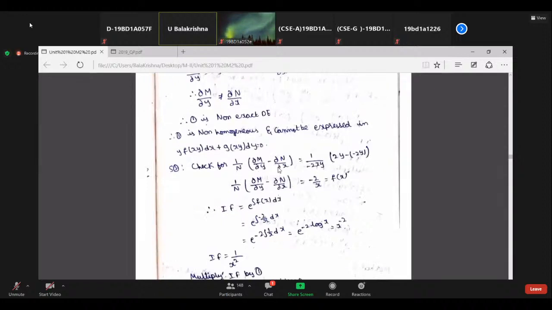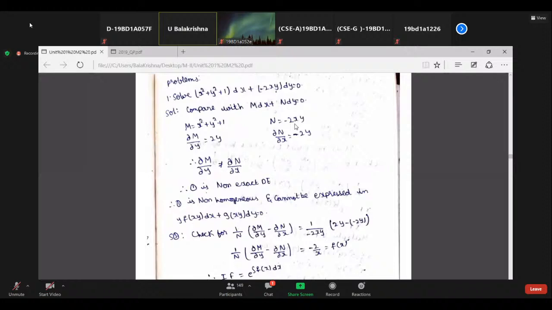that is 1 by N into (dou M by dou y minus dou N by dou x), right? So in this equation, N is what? Minus 2xy. So that is 1 by minus 2xy into (dou M by dou y minus dou N by dou x). Dou M by dou y is 2y, dou N by dou x is minus 2y. So 2y minus of minus 2y, that will be 4y. So when you simplify this, 4y by 2xy, you'll be left with minus 2 by x.